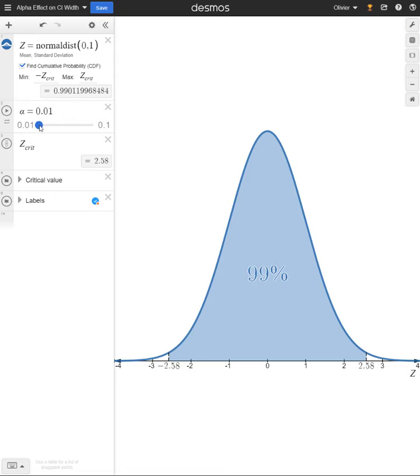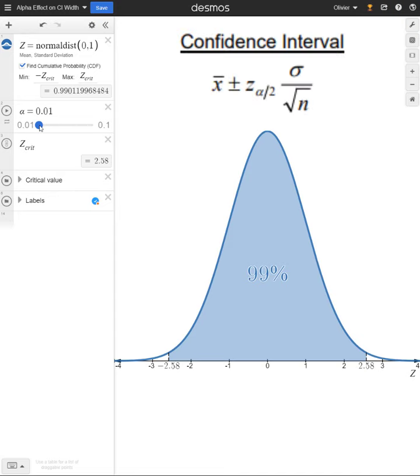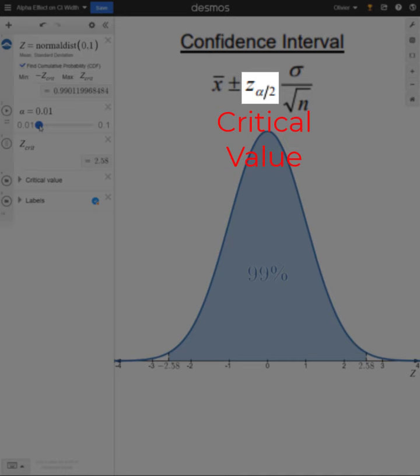Hey everyone, in this short video I just want to explain to you the effect of alpha, which is the significance level, on the width of a confidence interval. In the confidence interval formula, you'll often see something like Z alpha divided by 2. That's also called the critical value. And that's just where on the Z distribution you fall.